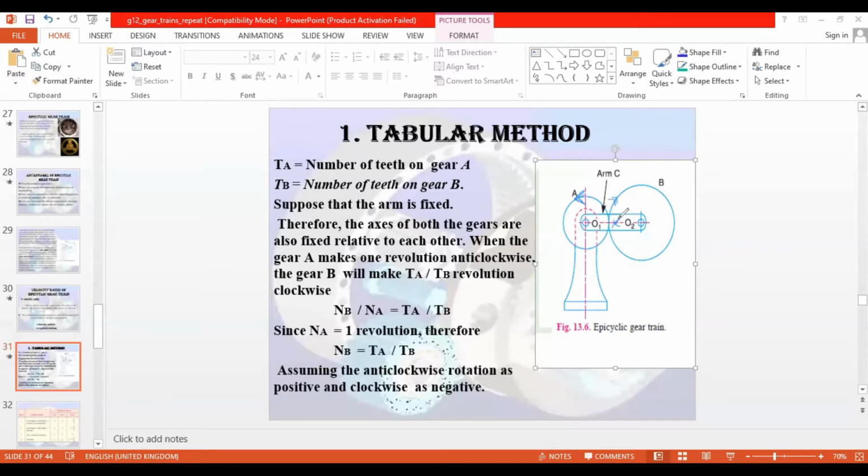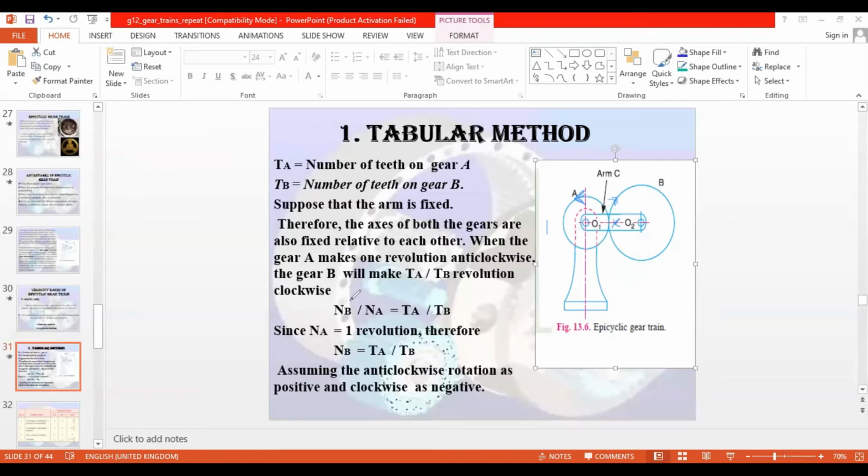So we'll now see the arm is fixed. Therefore, the axes of both the gears are also fixed relative to each other. So this axis is fixed, this axis is fixed. Now this is going to rotate about this axis, and this is going to rotate about this axis. When the gear A makes one revolution anticlockwise, like this, right? The gear B will make TA by TB revolution clockwise. So we'll see how that is. If this rotates anticlockwise, this will rotate clockwise. That's definitely something everyone knows, right?